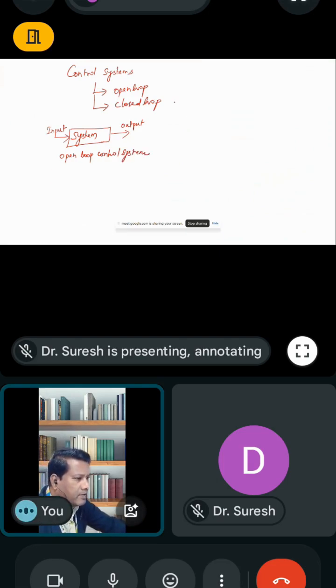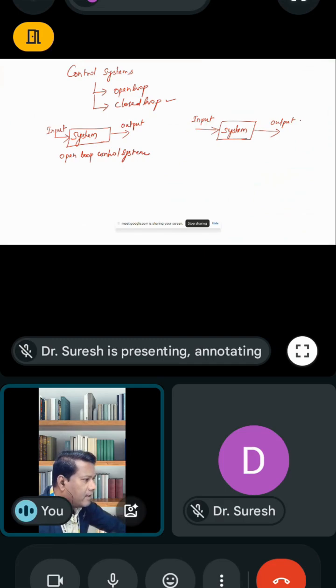Then another type is closed loop. If you want to control the system output to the desired value, then we have to go for closed loop control system. So consider a system. When the input is applied, then the system produces output.